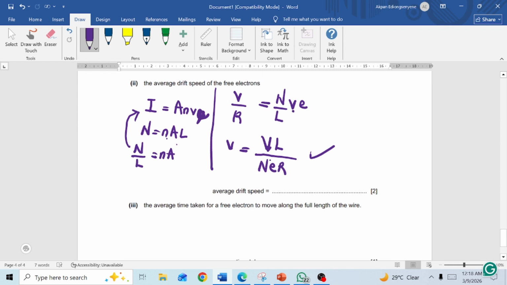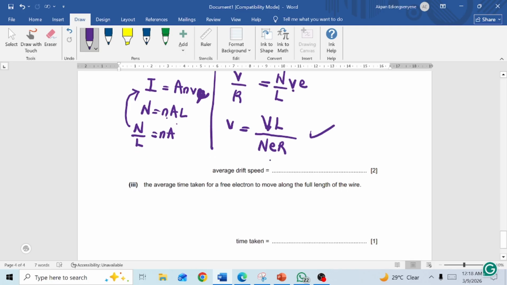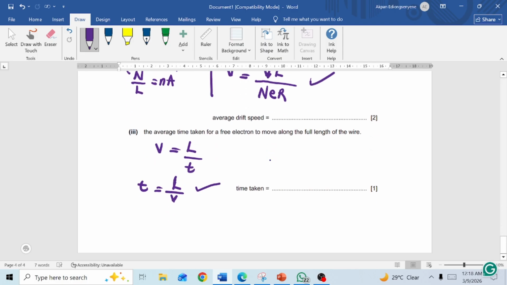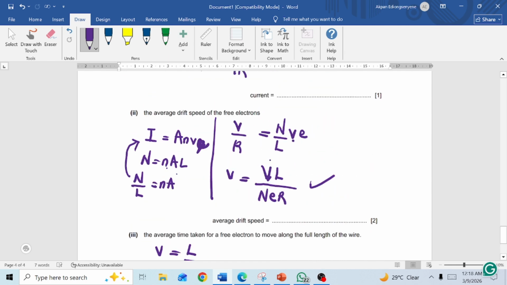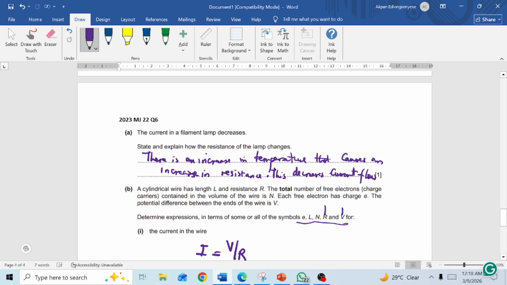The next question: the average time taken for a free electron to move along the full length of the wire. We know that drift speed is the length of the wire over the time it takes for it to flow. The average time will now be the length of the wire divided by drift speed. We got this. You can see. So look at it. This is paper 2023, May June, paper 22, question 6.